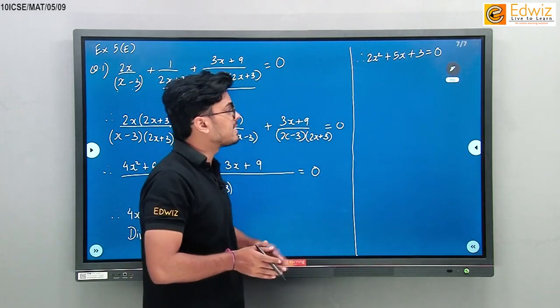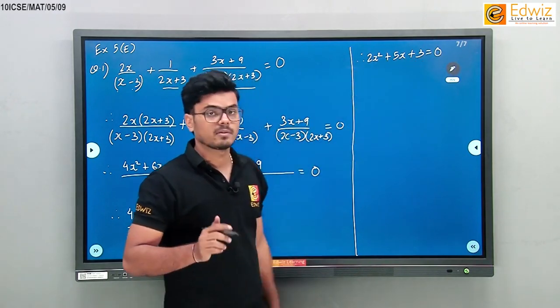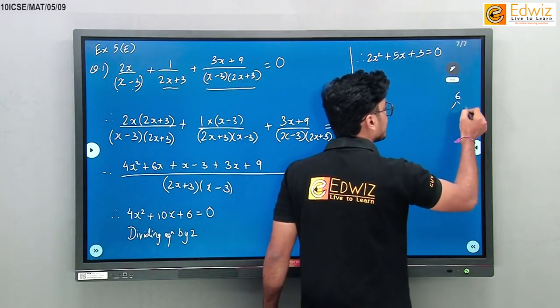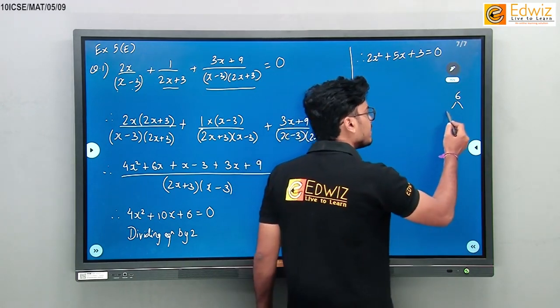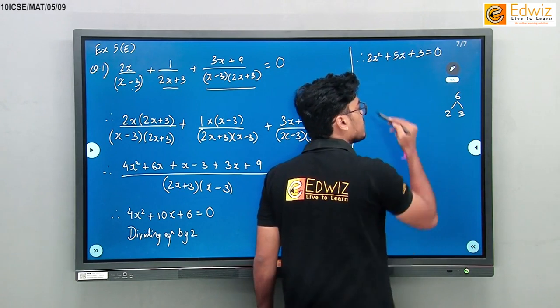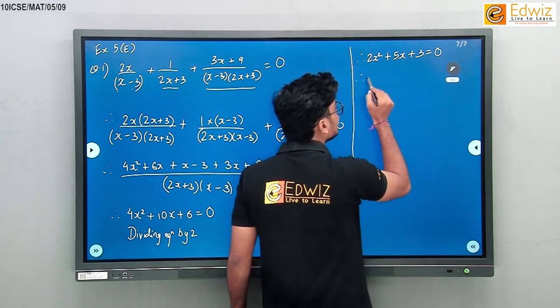You know how to solve this? 2 multiplied by 3 is 6. I need 2 factors of 6 which, when we add them, should give plus 5. So this is very simple. 2 3s are 6, and the addition is plus 5. So split the middle term using these factors.